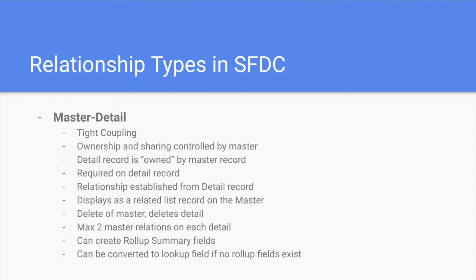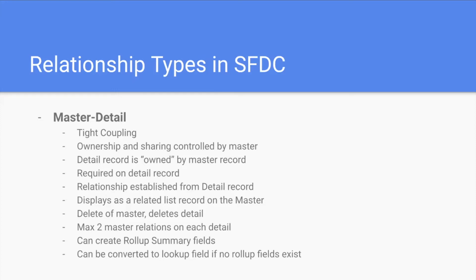It's totally dependent on that record. So if you delete it, the detail's gone. At a maximum, you can create 2 master relationships on each detail S-object, which gives you the ability to have 2 masters or 2 parents associated to just one detail object.